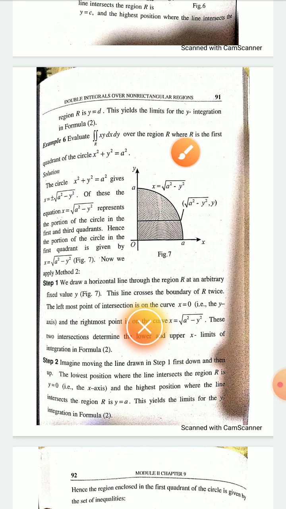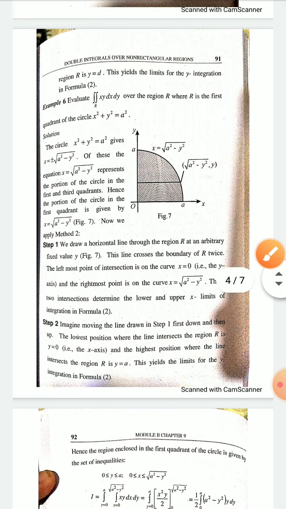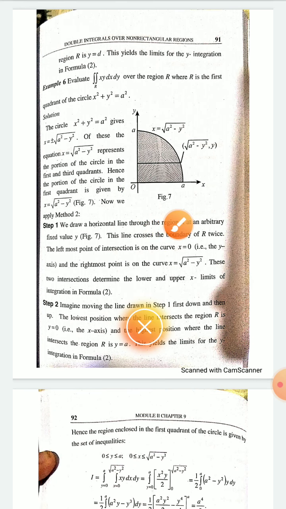In the question it is given that we have to integrate where R is the region that denotes the first quadrant of the circle. So we are considering only the first quadrant. Hence the portion of the circle in the first quadrant is given by x is equal to root of a square minus y square. Now we apply method 2. We draw a horizontal line through the region R. This line crosses the boundary of R twice.